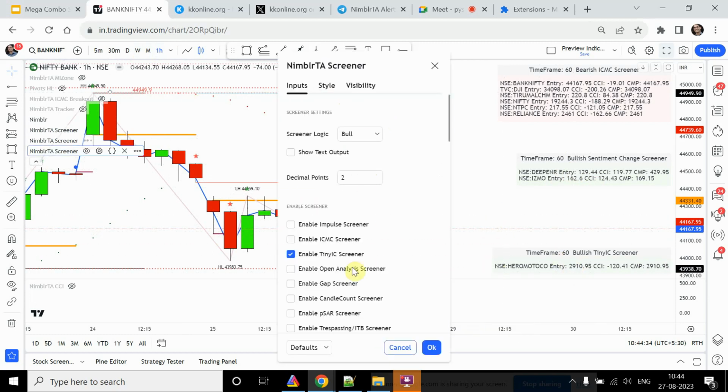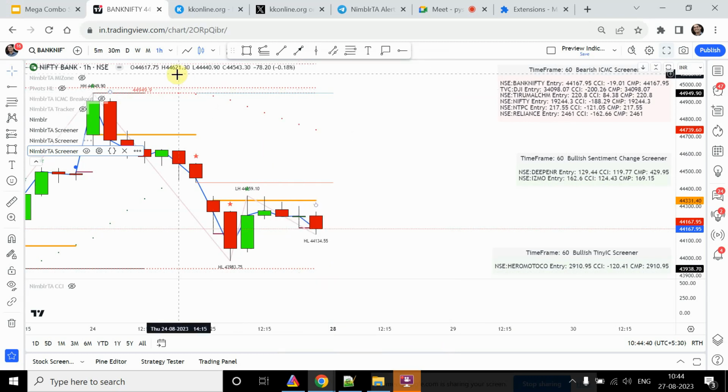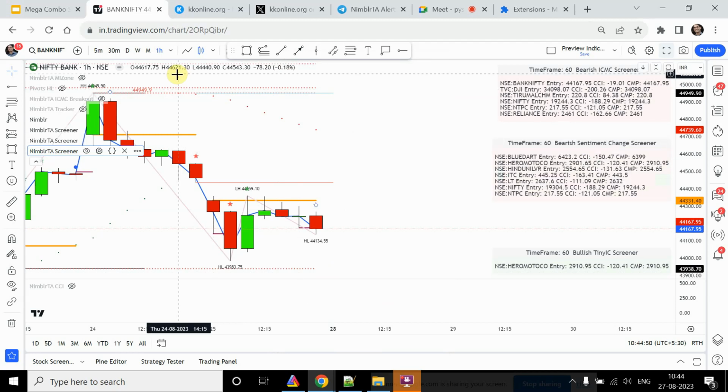Over here, I would like to put another screener. We would put the open analysis screener. It will track the open of the day, if it has moved above the prior day's open. That tells us that the open of today, or the open of the recent day, has happened and we are moving on the upside.